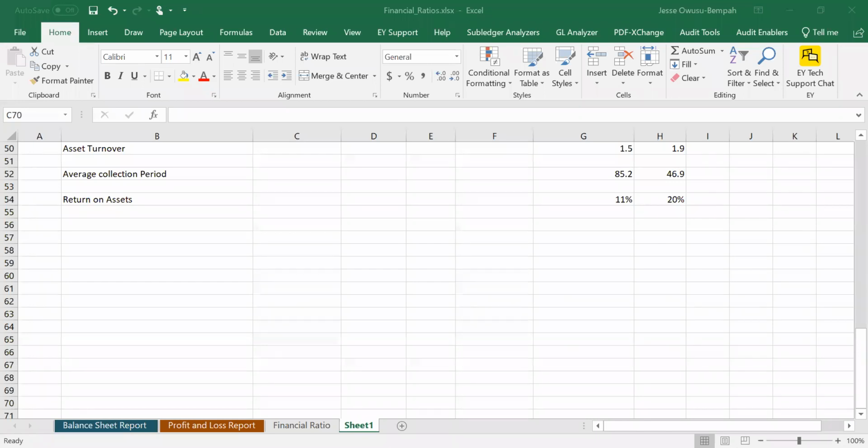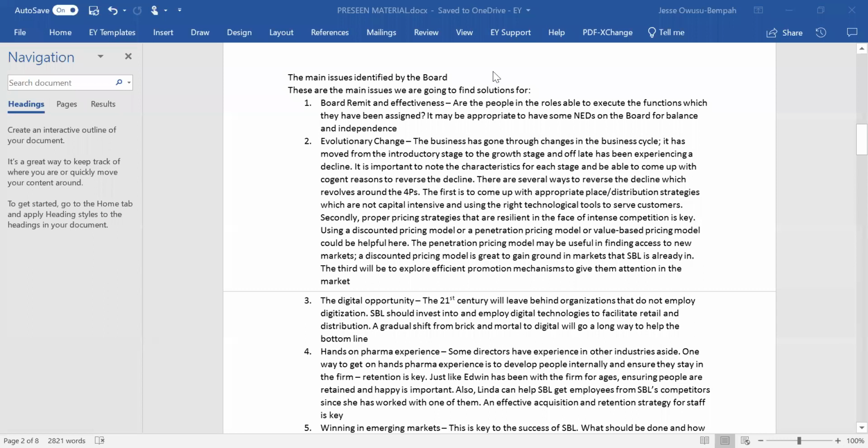So going into the exam, can you see my Word document? No, sir. No, we can't see. It has come. Okay.